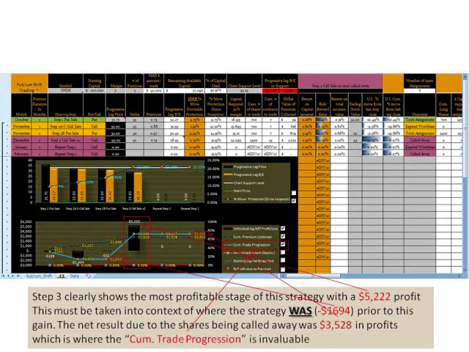Step 3 clearly shows the most profitable stage of this strategy with a $5,222 profit. Now remember, this must be taken into context of where the strategy was, which was down $1,694 prior to this gain. The net result, due to the shares being called away, was $3,528 in profits, which is where the cumulative trade progression is invaluable.